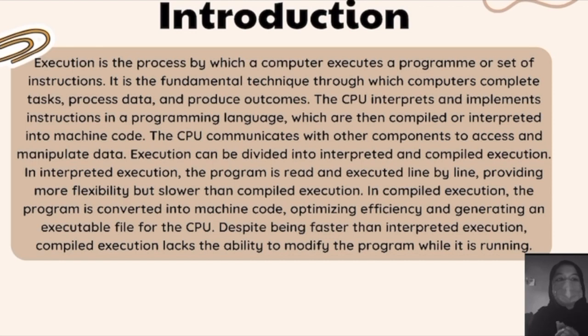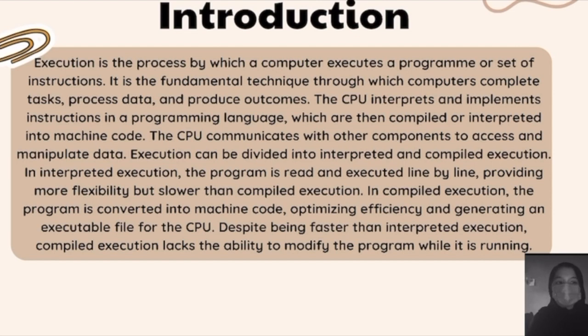The CPU interfaces with the other computer parts such as memory, input and output units, and storage. Instructions can contain arithmetic and logical operations, data movement, conditional branching, and a variety of additional actions, depending on the program and its goal. The two types of execution are interpreted execution and compiled execution. In interpreted execution, the interpreter reads and runs the instructions line by line. Even though it takes longer than compiled execution, this method offers more flexibility.